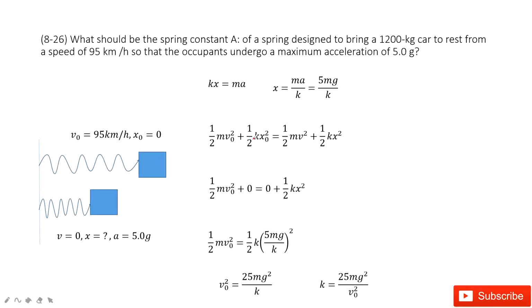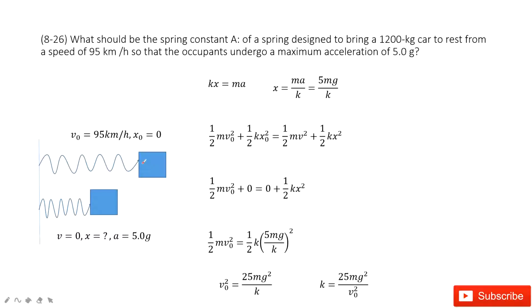Let's look at problem 26 in chapter 8. In this chapter, we will talk about work and energy. This problem is a very typical conservation of energy problem. You can see in this model, we have a spring connected with a cart. We need to find the spring's constant in these two states.